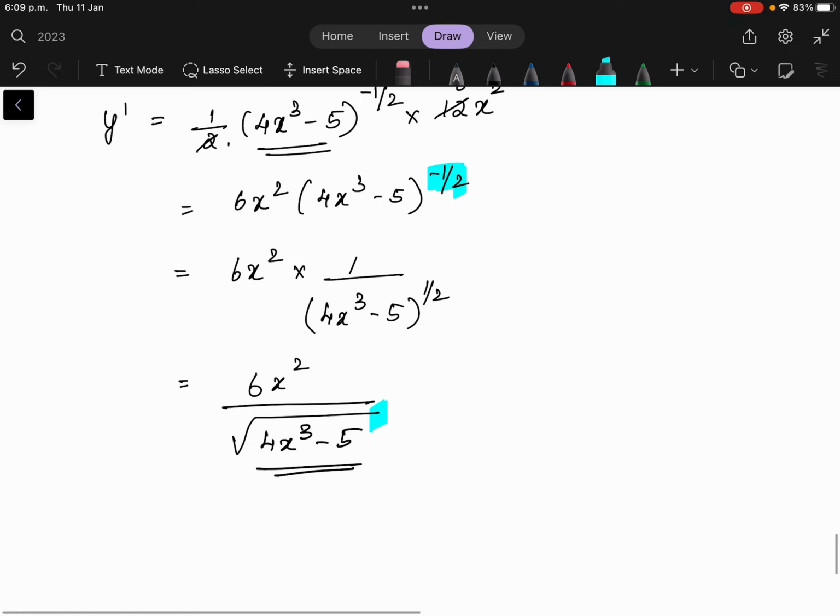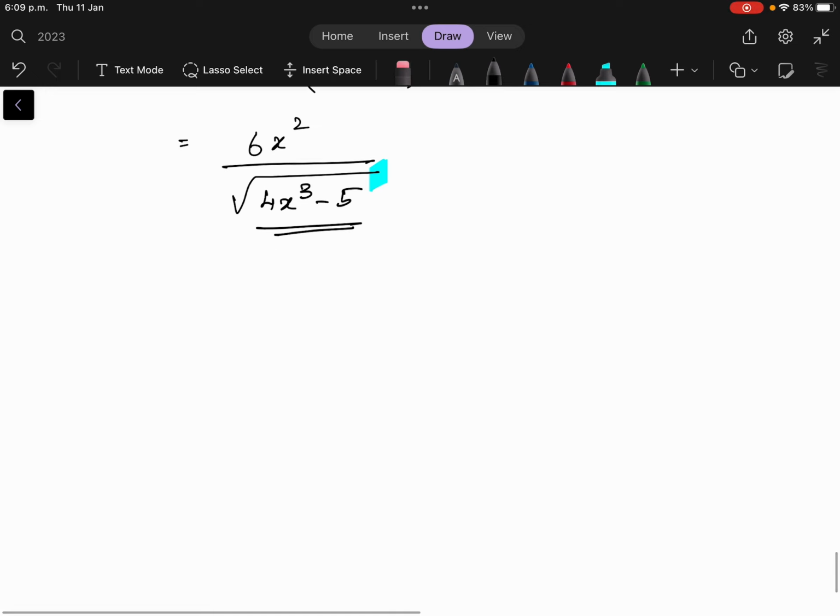Now you can get different questions with the chain rule and the product and the quotient rule. So that is also important. Like for example, if you need to find out a question, let me just bring up that question here.